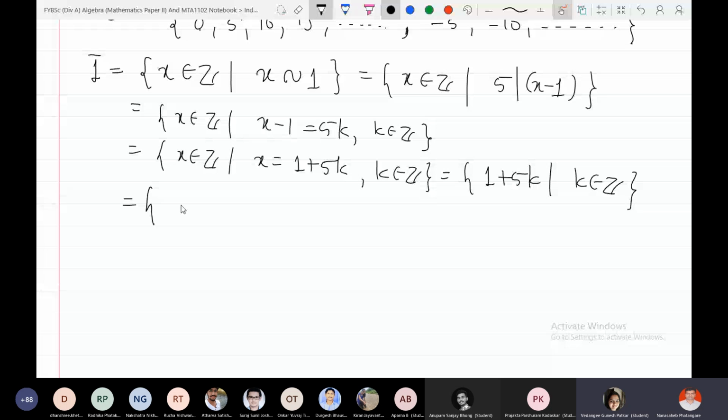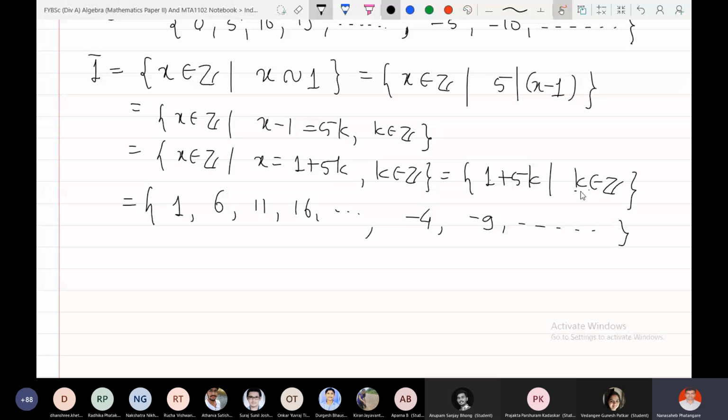1, 6, 11. Yes, just vary k. K is equal to 0, I will get 1. K is equal to 1, I will get 6, 11, 16, and so on. On the other side, minus 4, minus 9. So you just investigate. Now k is equal to minus 1, what will I get? Minus 4. K is equal to minus 2, because k varies over integers, so you will get all possible.